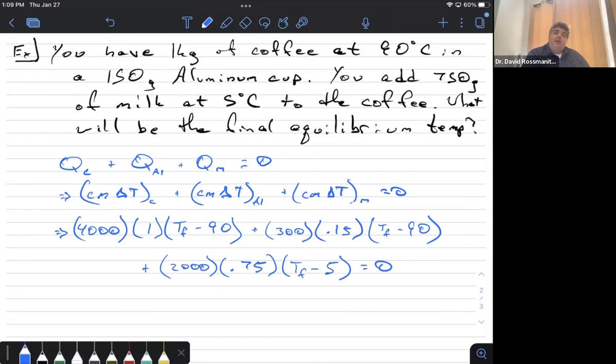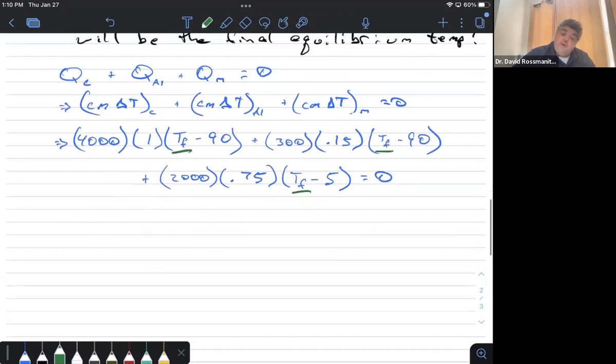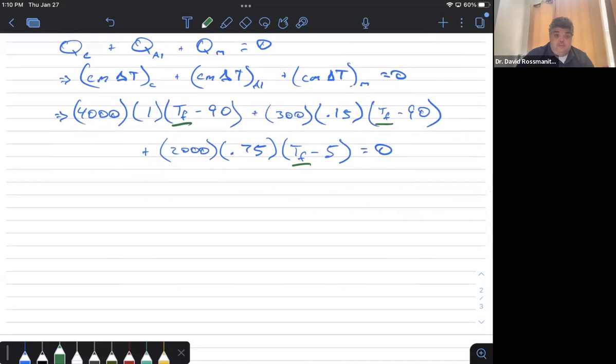And now this is the equation we have to solve. Notice there's only one unknown here, but it appears 3 different times. TF is in each one of these terms. So now I'm going to have a little bit more algebra to do. I'm going to collect all the TFs, all the other numbers I'm going to bring to the other side, and I'm going to solve for TF. So now the rest of this problem is purely algebra. All the physics is over with.